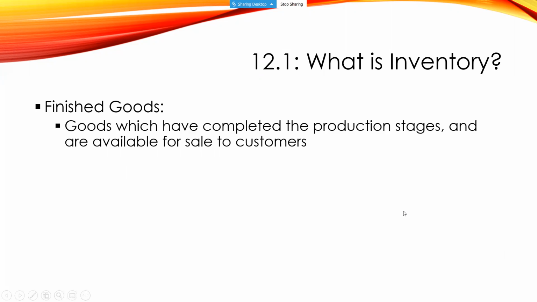Okay, so your finished goods, either for those entities that just buy and sell goods, this would be their one class of inventory, but would be for a different name. For a manufacturing enterprise, finished goods inventory, they've totally completed the production stages. They're available for sale to the customers.